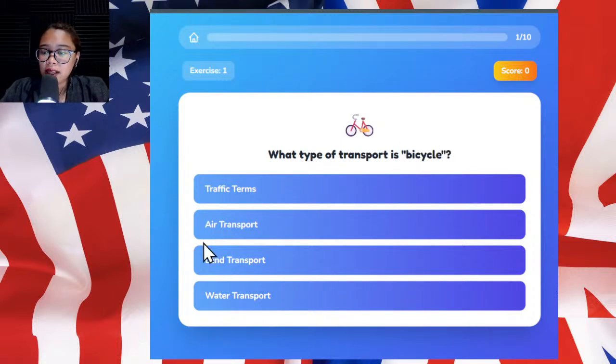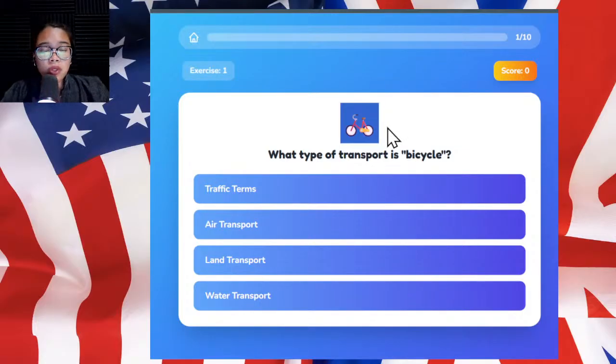But what kind? Is it land transport or water transport? Of course, this will not be a water transport because it would be very hard to do so. Again, we do not use fuel here. It doesn't hurt the environment. We are relying on pedal power, and we cannot pedal our way using bicycle in the water, in the seas, in the rivers, and any kind of bodies of water. So it's not a traffic term, it's not air transport, it's not water transport. So the answer is land transport.